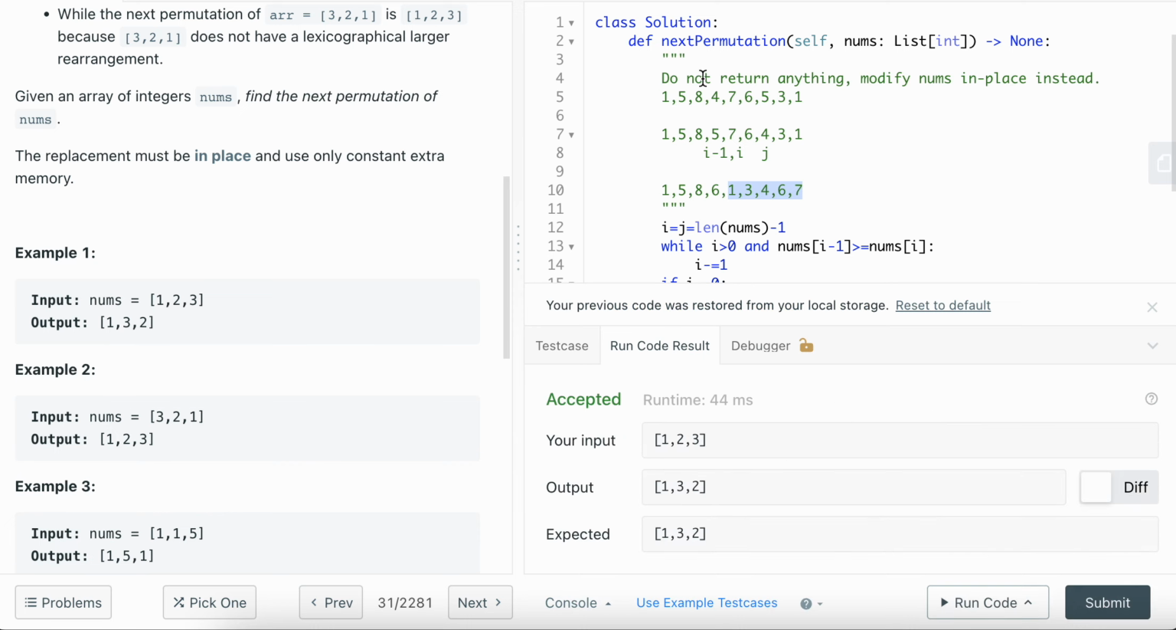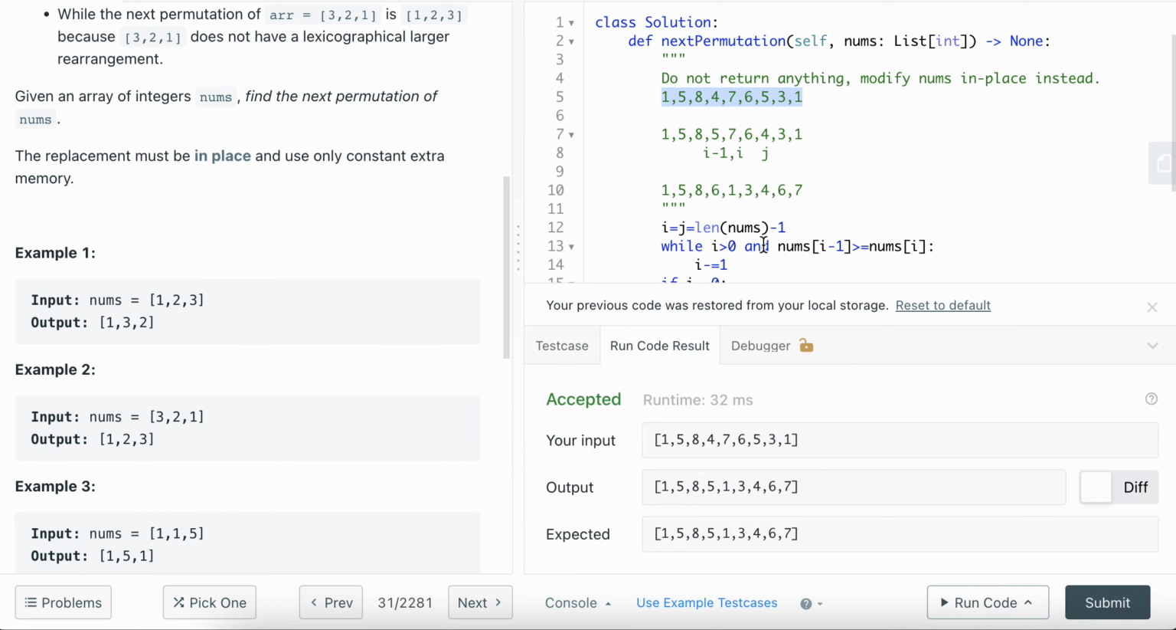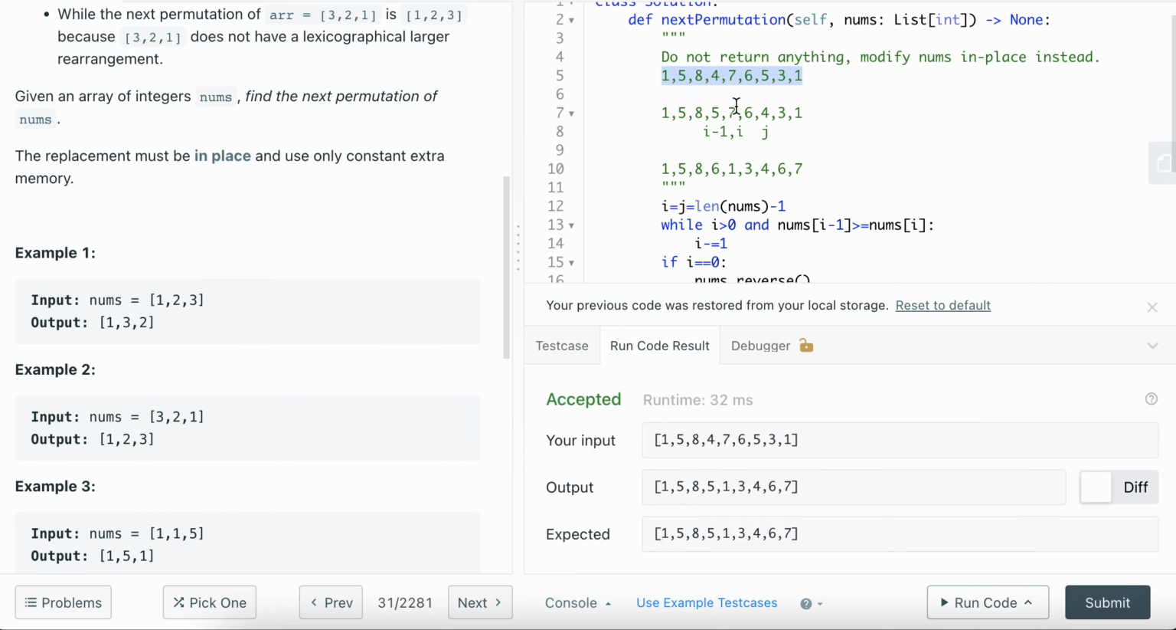So you got the answer, right? And let's run this case. We can run this test case to prove that it is correct. Yep, so basically, that's the trick.